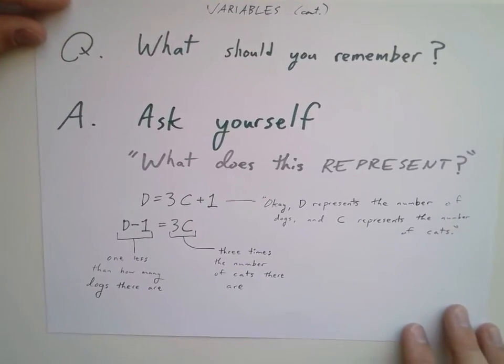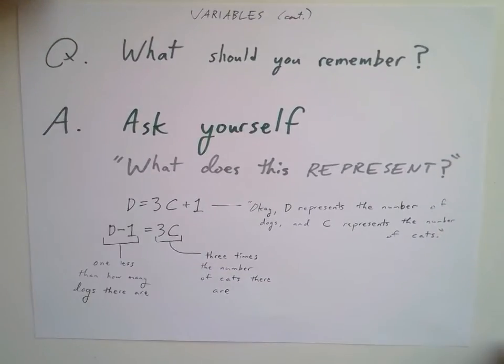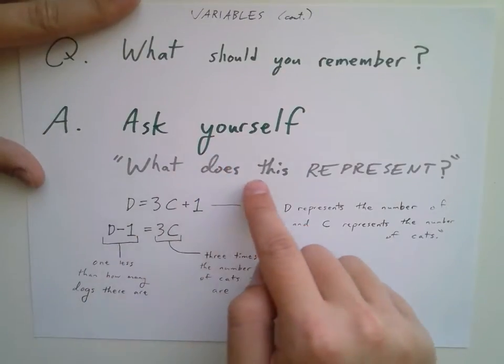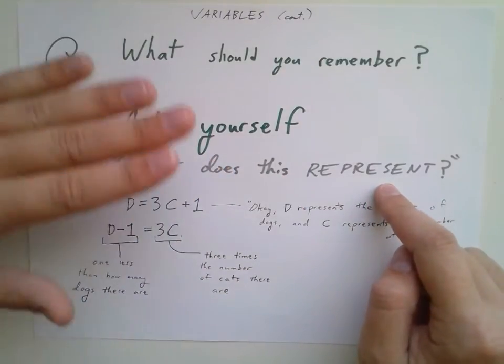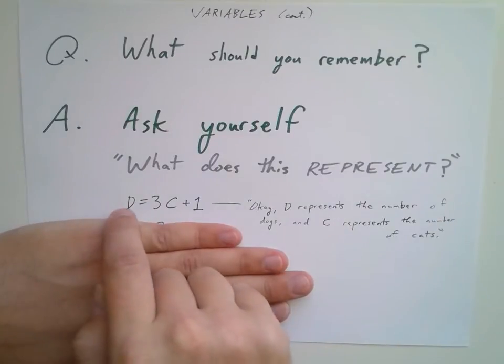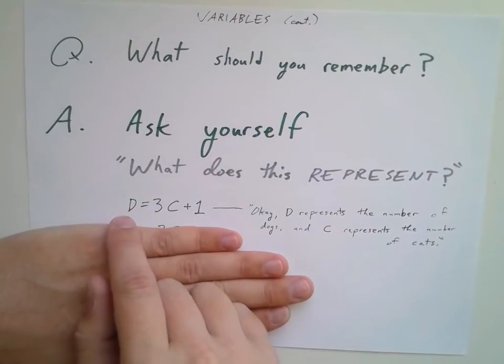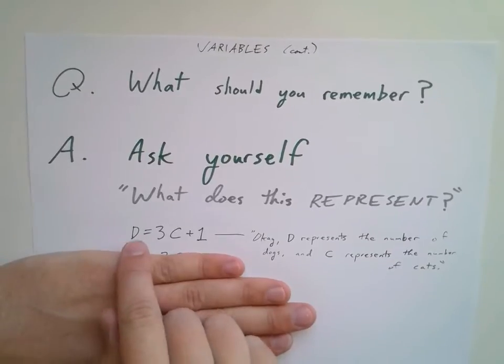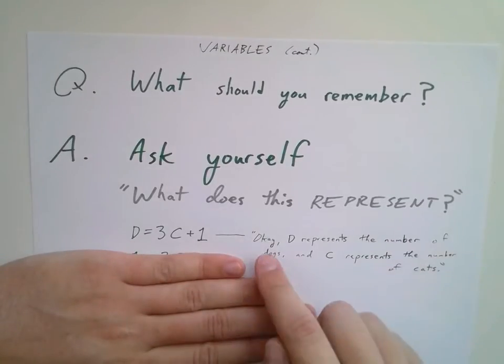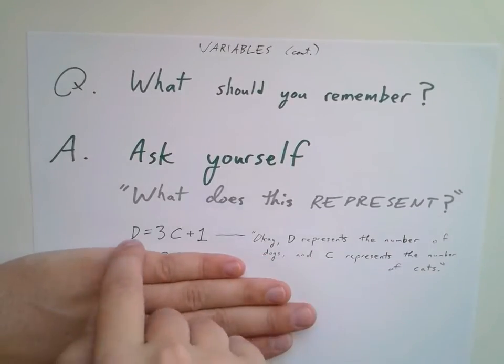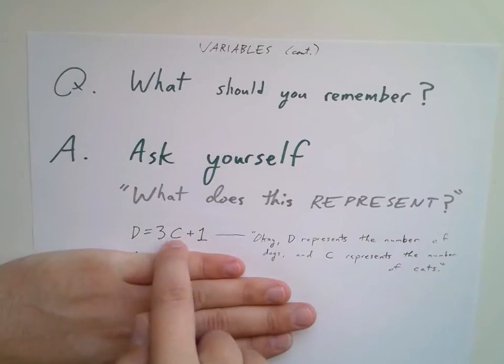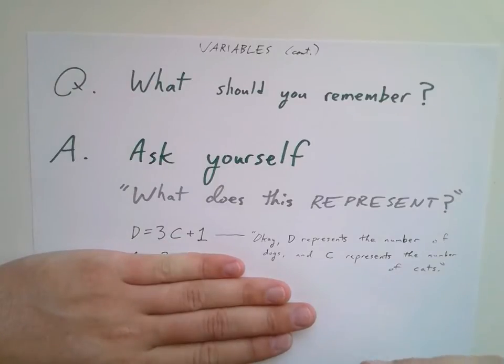Okay. What do you need to remember if you're getting confused on something or just having a hard time with an equation? Ask yourself, what does this represent? So this equation right here, when you first start looking at it, say to yourself in your mind, okay, D is the number of dogs and C is the number of cats. And that can help you think, what am I actually doing here?